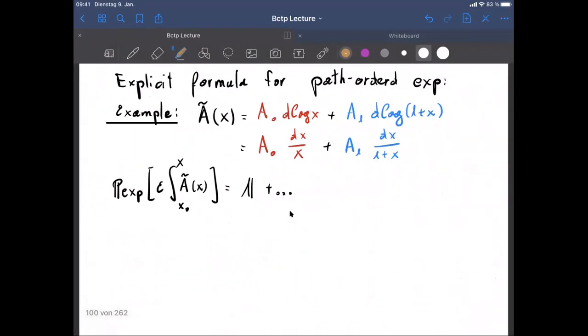So let's do that. Let's assume that my matrix A tilde, so I remind you that there was a gauge in which the new matrix, which I called A prime, looks like epsilon times A tilde. And for the sake of the example, let's say A tilde has the following form. It is some matrix A0 times dx over x, and there's a matrix A1 times dx over 1 plus x. Why this special form? Because that will be the form that comes out for the box integral.